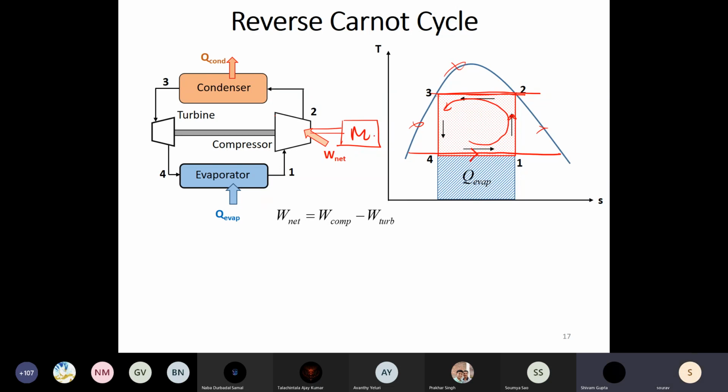Now, which process is actually difficult to attain? Forget about the liquid vapor dome right now. Whatever you have studied from your second year thermodynamics, which process is actually very difficult to attain, and hence people were looking for other cycles also. So even though the Carnot cycle was the most efficient, we didn't stop at this cycle itself.